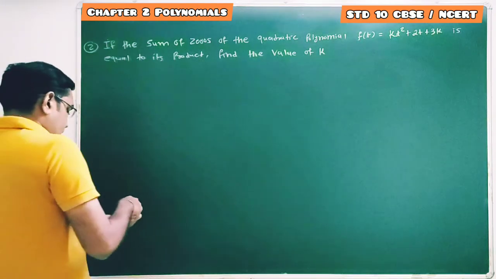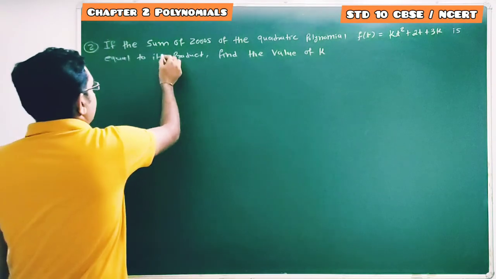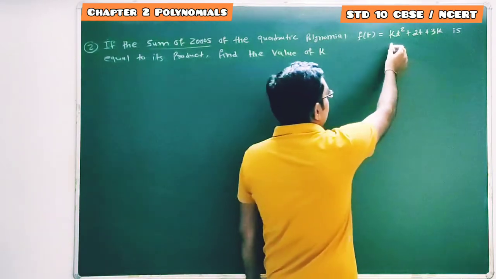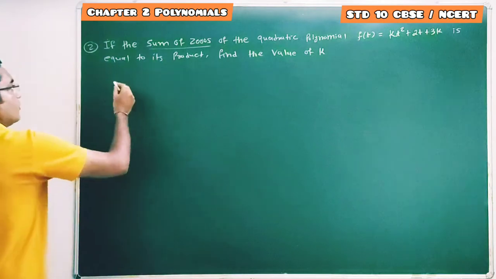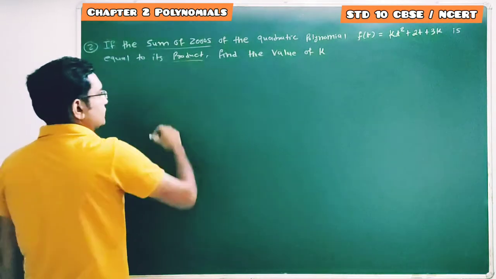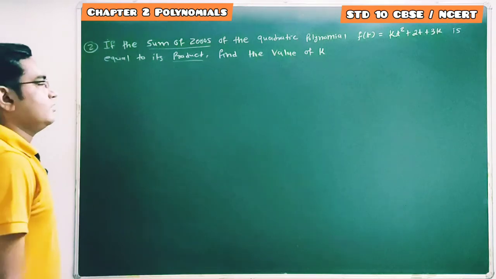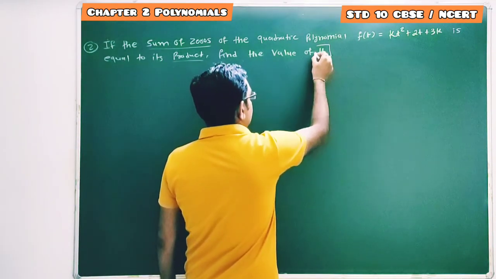Okay students, now question number 2. Here we are given the sum of zeros of quadratic polynomial f of t equal to kt square plus 2t plus 3k is equal to its product. That means we are given sum of zeros is equal to product of zeros. Find the value of unknown k.